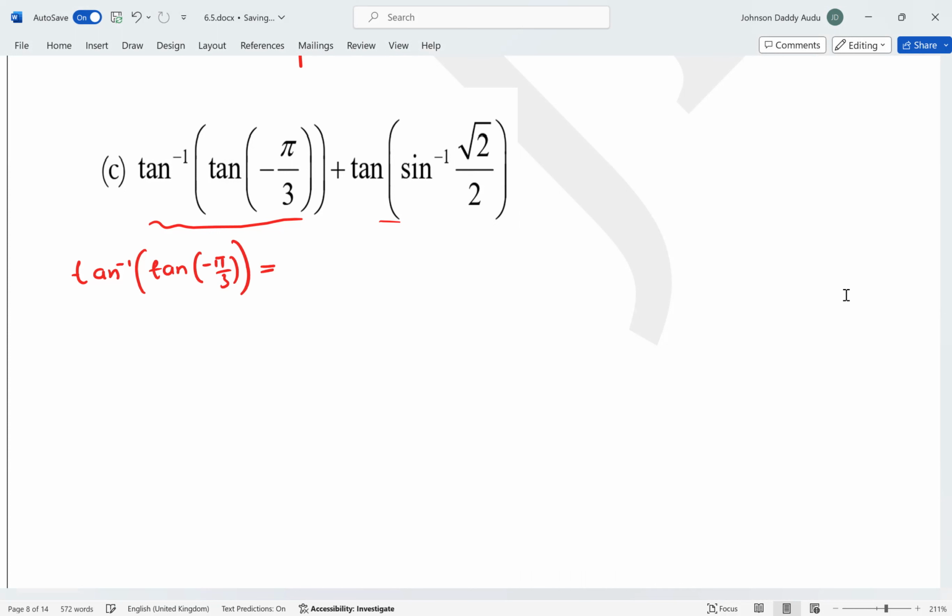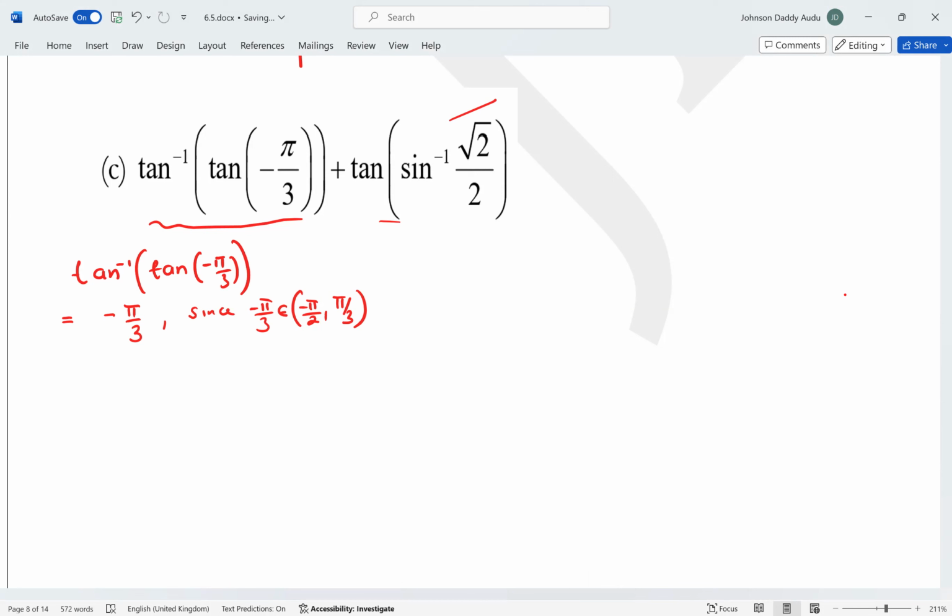And this is because minus pi over 3 is in the interval minus pi over 2 to pi over 2, right? Okay, now we're done with that. So we just need to deal with this second part. All right, so let's take this one here.